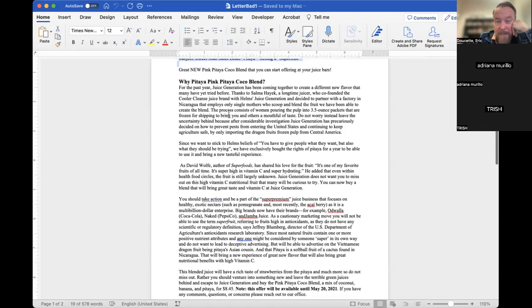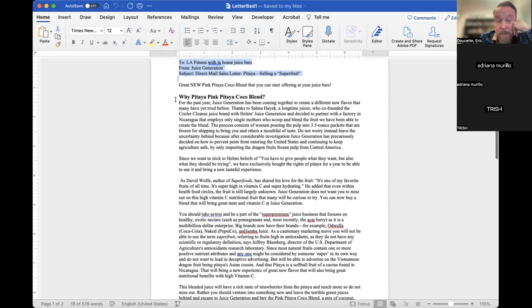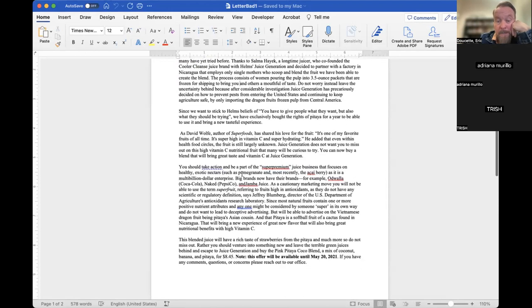And again, you have these big, lengthy, long paragraphs, right? And that's what you might typically see in a letter today. They did do a heading here, why Pitaya Cocoa Blend. And so that might grab your attention. But again, these paragraphs are lengthy. So this one, if we count the lines, 1, 2, 3, 4, 5, 6, 7, 8, 9. And again, I said on a long document, you can do 8 lines. So in this case, I probably would have made this 2 paragraphs. And I would have made this definitely 2 paragraphs.